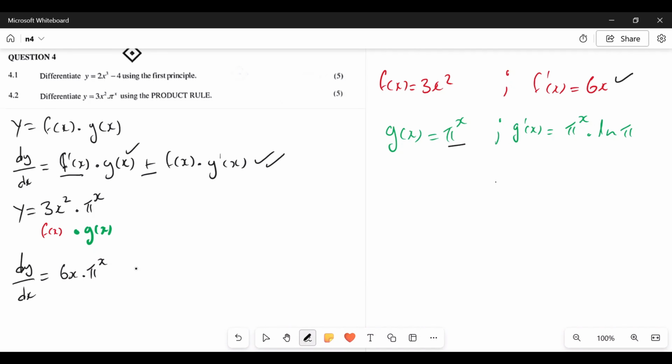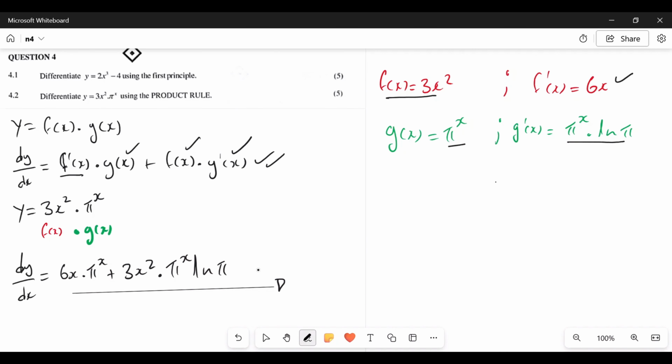Then what do we do here? We add, right? Plus. Then what do we do? We write our f of x. Here's our f of x, which is 3x squared, right? And then we multiply by g prime of x. Our g prime of x is this one here, which is pi to the power of x ln pi. So here, guys, is our final answer.